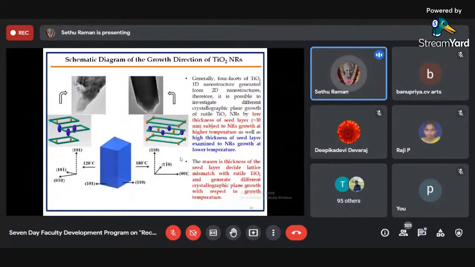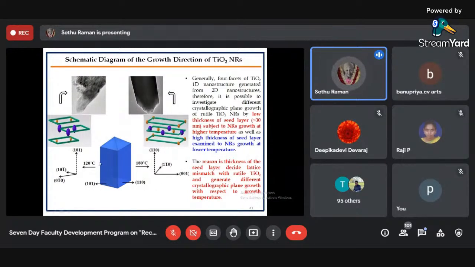So this is the growth mechanism that we have proposed after confirming many parameters. Generally, four facets of a TiO2 one-dimensional nanostructure are generated from 2D nanostructures. Therefore, it is possible to investigate different crystallographic plane growth of rutile TiO2 nanorods. Here we have used a lower thickness of seed layer subjected to nanorod growth at a high temperature, and a higher thickness of seed layer subjected to nanorod growth at a lower temperature.